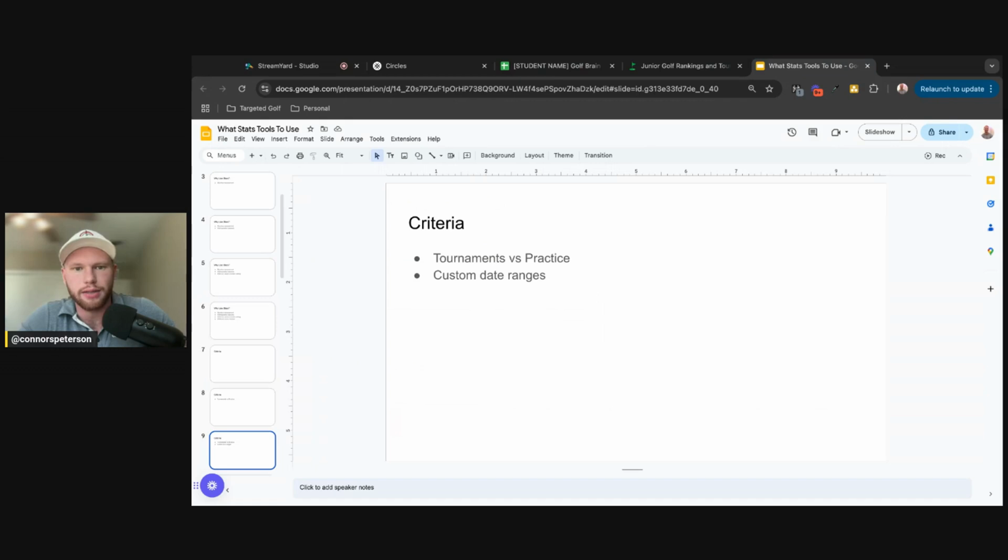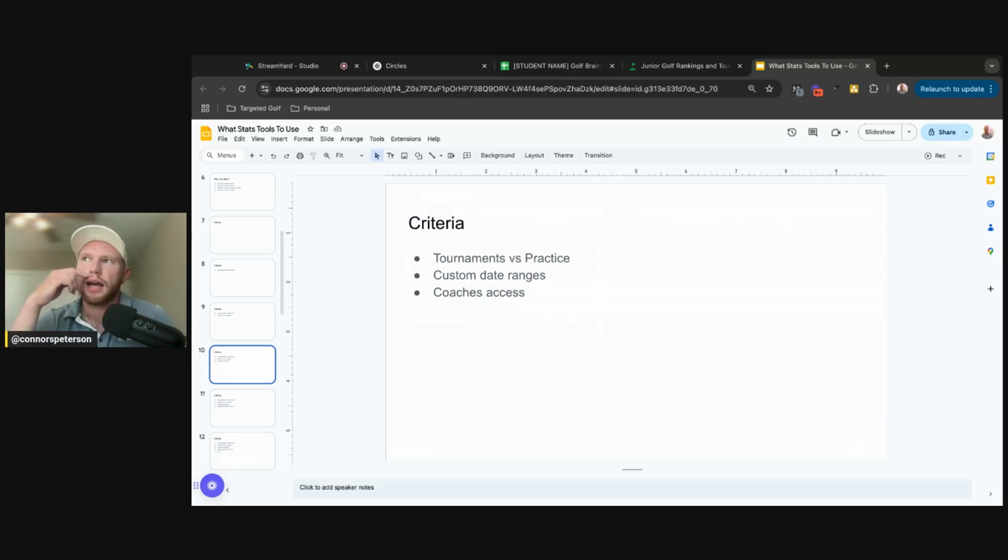The way that you can do that is looking at custom date ranges. Coach's access. This one should be fairly obvious, but if you're working with a coach, they should be referencing your statistics all the time. Because let's say I was a swing coach, it would be malpractice for me, in my opinion, to say, hey, we're going to change your golf swing or tweak your golf swing, whatever, and I don't have any pulse on, is the golf swing actually producing better results?